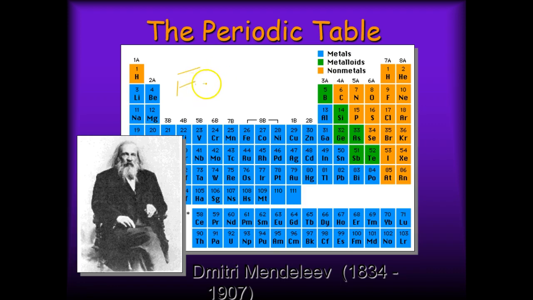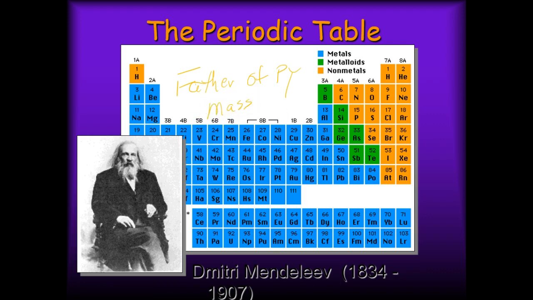He is the father of the periodic table. Basically what he did is he came up with a system. It wasn't as elaborate as what we have today, but it was organizing the elements based on their masses. So he did it by mass.